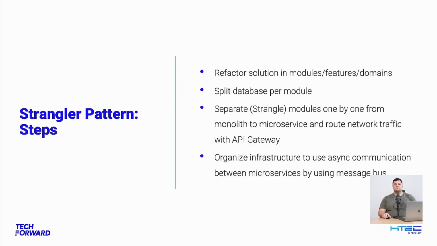On this slide, we will mention the main steps in the strangler pattern. First, we need to divide the application into domains, features or modules. Secondly, the database should be split per module, and then we will separate modules one by one into microservices. And lastly, route traffic with an API gateway to the new microservice. For communication between microservices, we should tend to use asynchronous communication if possible, using message brokers.